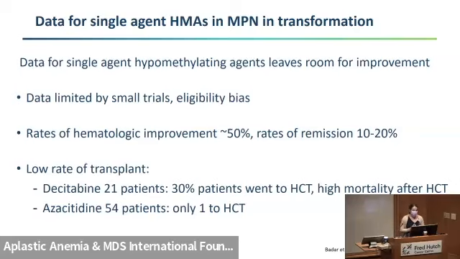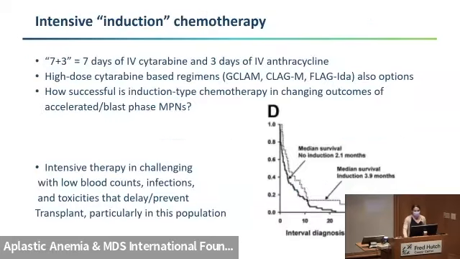And the rate of transplant is low, just looking at a couple of transplant studies for patients with MPN in accelerated or blast phase. In this trial, 30% of patients went to transplant after decitabine, and in this one, only 1% went to transplant. And that's probably because of somewhat low rates of disease control.